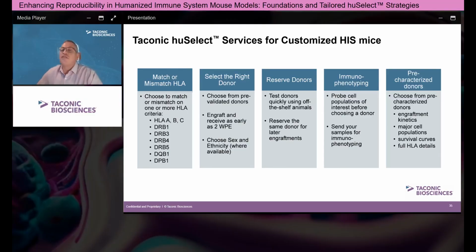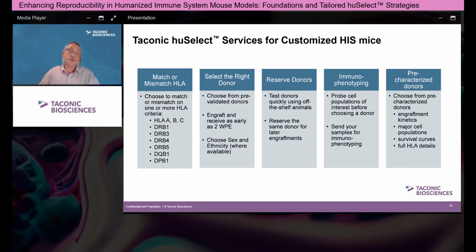Now, in huSelect, we give you, as the researcher, the ability to choose the HLA. Do you want a specific match? How stringent do you want that match? Is there a specific mismatch that you need for your particular study needs? We allow you to test out donors, either from our pre-validated stock, or you can test your own and return to them with subsequent engraftments.